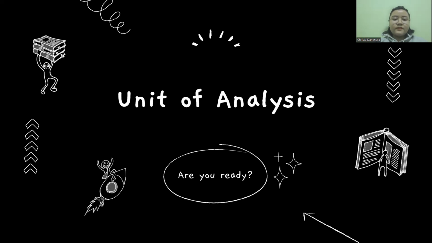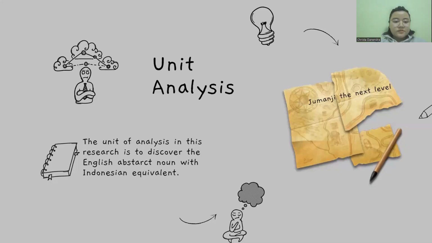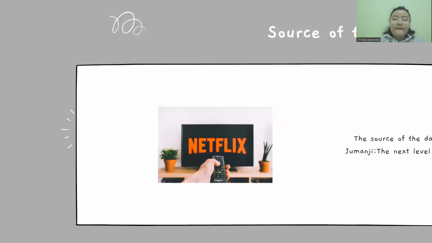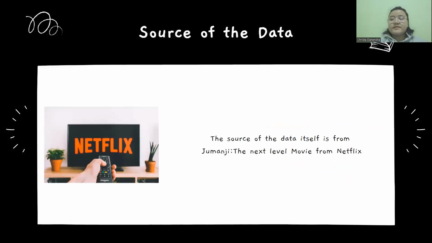Okay, for the unit of analysis, the unit of analysis in this research is to discover the English abstract nouns with the Indonesian equivalent. And the source of the data itself is from the Jumanji The Next Level movie from Netflix.